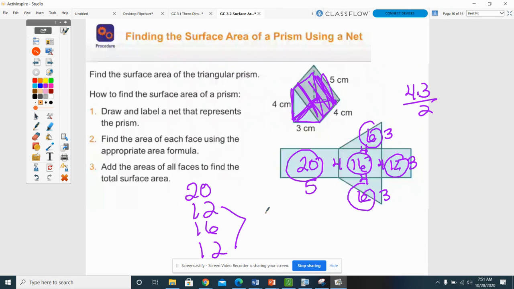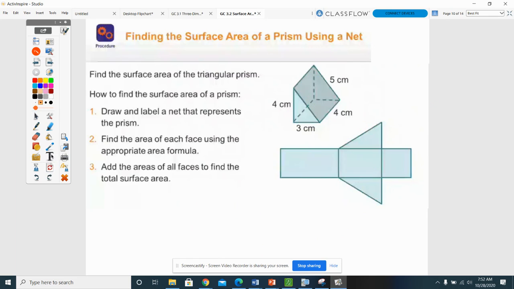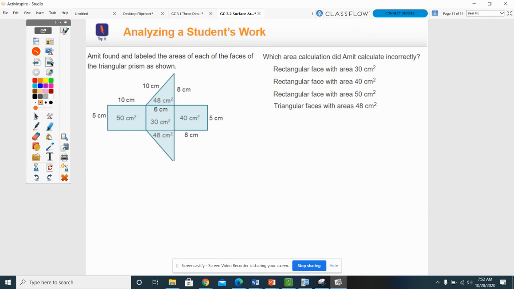Let's do this. That's a 24. These two are a 36. Or just use your calculator. Mrs. Bruno's getting 60 centimeters squared. Okay, we're almost done, I think. This time, they already found it all.